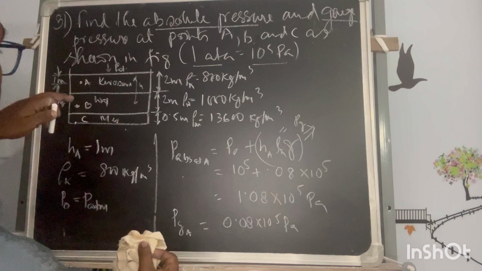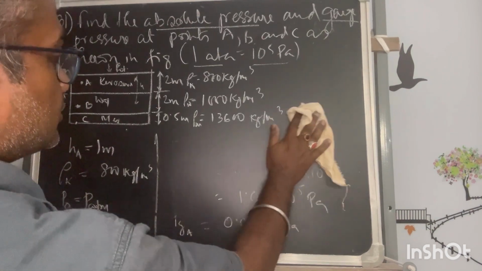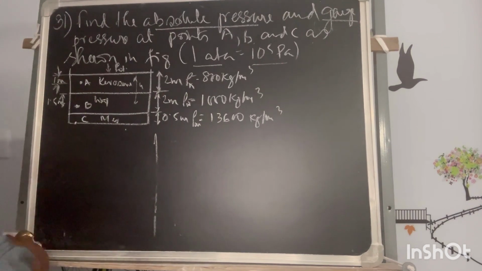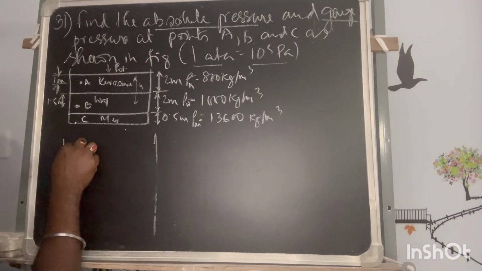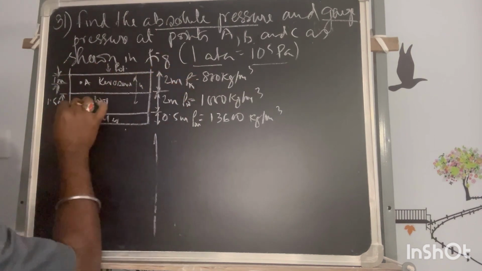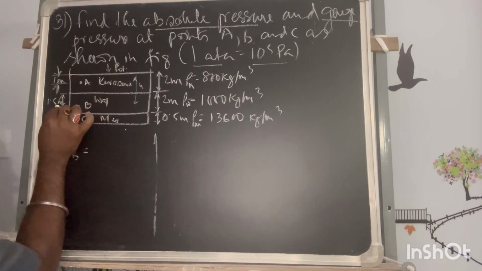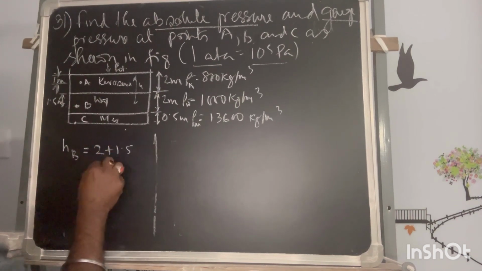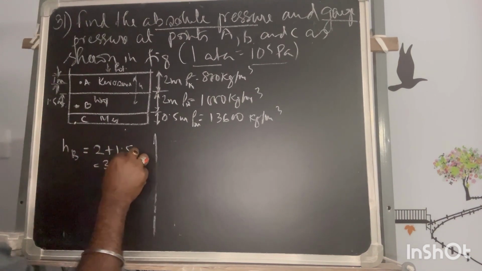Now the second step, when I reach B, let me check what will be the case. For B, the first thing is height. The height of B is how much? You know this: 2, and from this point it is 1.5. So the total height is 2 plus 1.5, that is equal to 3.5 meter.